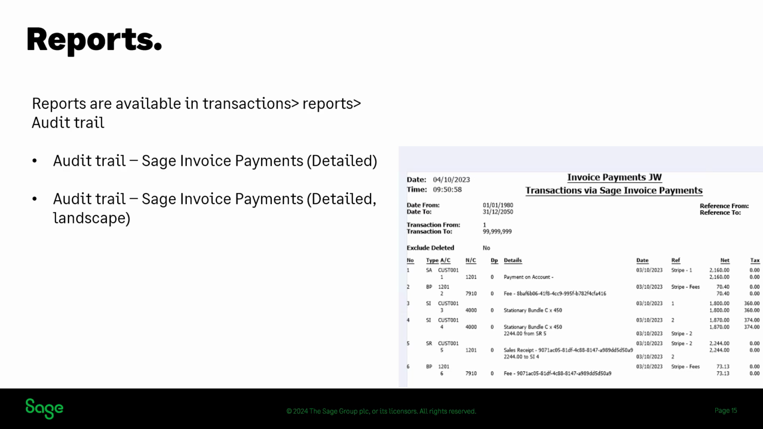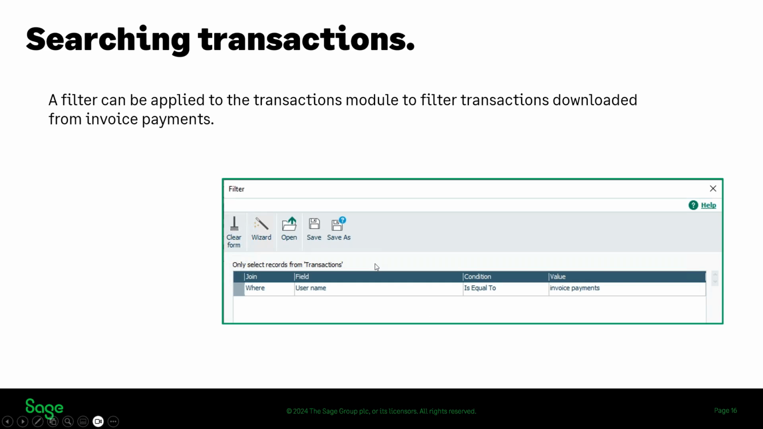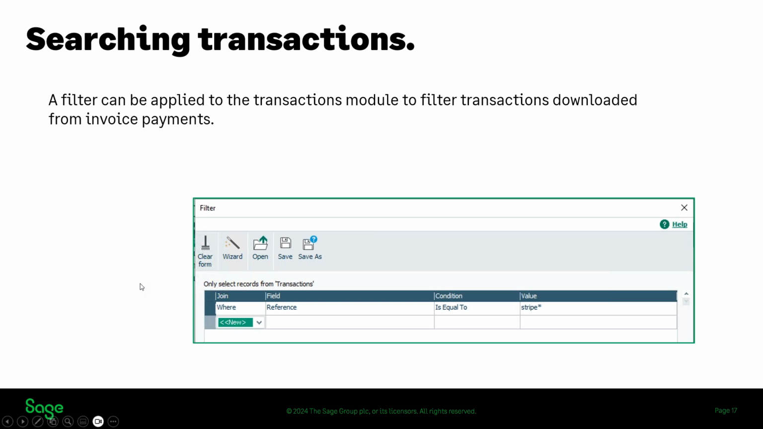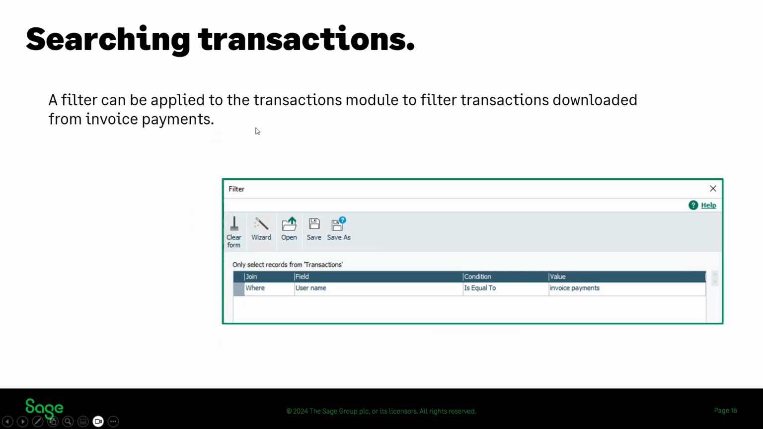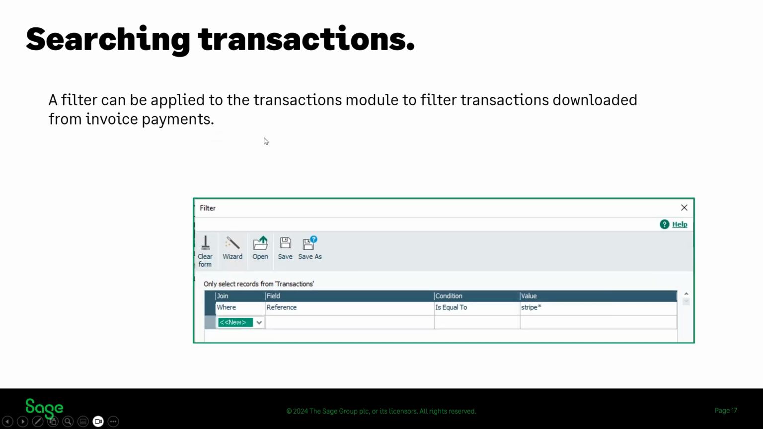And that just allows you to reconcile your transactions through Stripe with the transactions that have come through onto Sage if you need to do that. In addition though, you can also apply filters onto your data. I've given two examples of filters in the handout for you. One is where the username is Invoice Payments, and the other is where the reference is equal to Stripe. So the username when those transactions are downloaded from Stripe will be Invoice Payments, and then the value in the reference you will have Stripe.